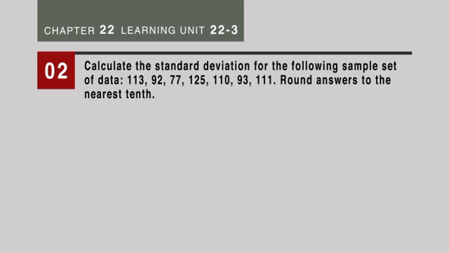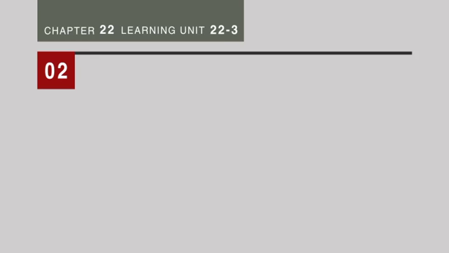For number 2, we're going to calculate the standard deviation for that given sample set of data. Note that it is a sample. Because it's a sample, when we calculate the standard deviation, we're going to subtract 1. But first, let's calculate the mean. We add all the numbers together, 113 plus 92 plus 77 plus 125 plus 110 plus 93 plus 111. Divide by 7, and we're going to get 103.